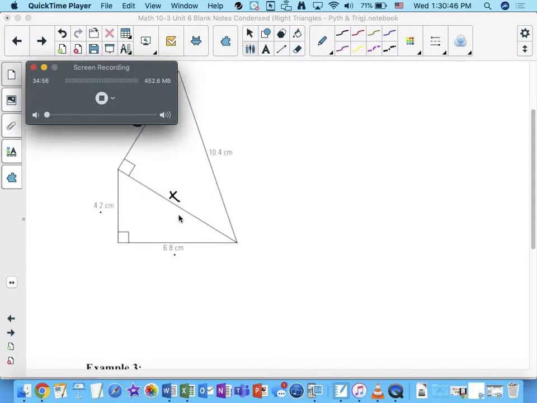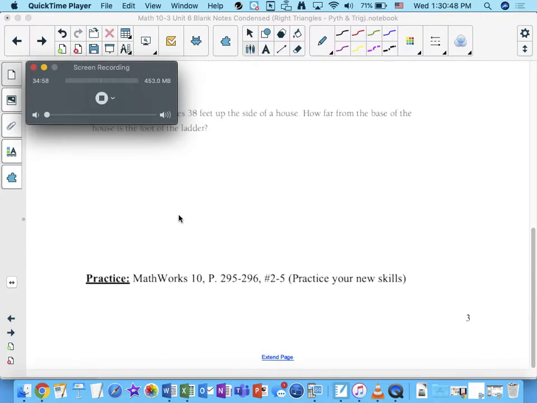Okay, for homework today, you need to do this. Page 295 to 296, number 2 to 5. I want you to do some practice on Pythagorean theorem. You're not starting it now, though. We're moving on. That's for you to do at home. We're taking advantage of the time that we have here.